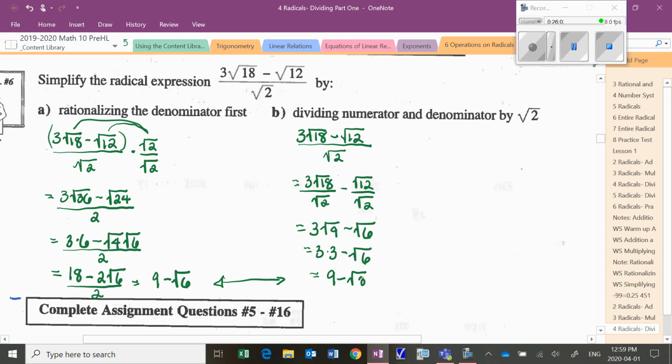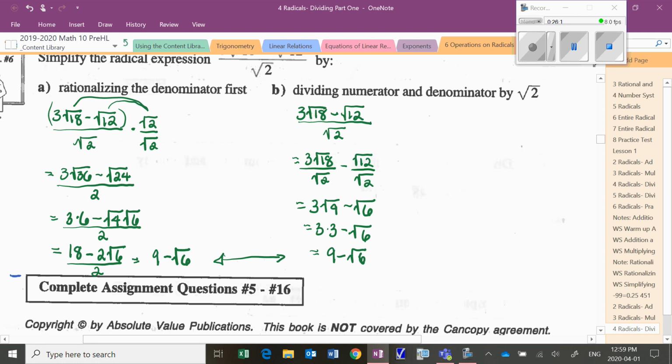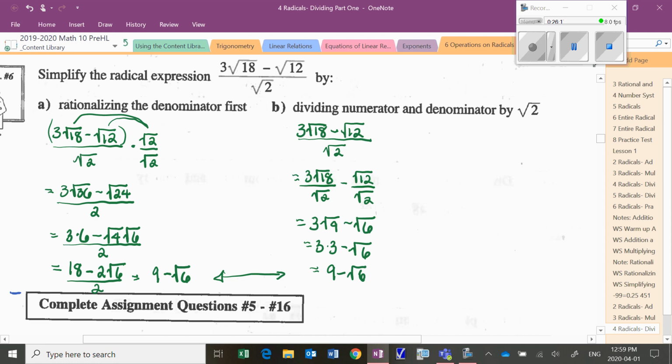So consider which method you like better, and it might be a matter of what occurs to you at the time. It might be a matter of the numbers that you happen to be given as to what's going to work out nicely for us. Obviously, because both 18 and 12 are divisible by 2, that works out nicely. If, instead of dividing by root 2, maybe it was divided by root 7, then that's not going to work out nicely for us, in which case our only option would be to rationalize the denominator first.